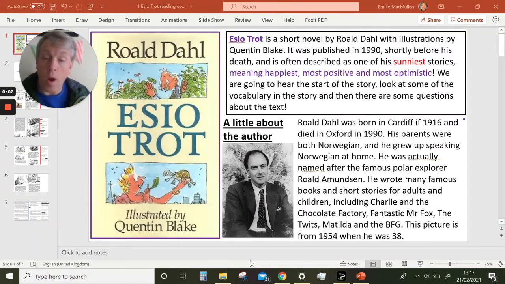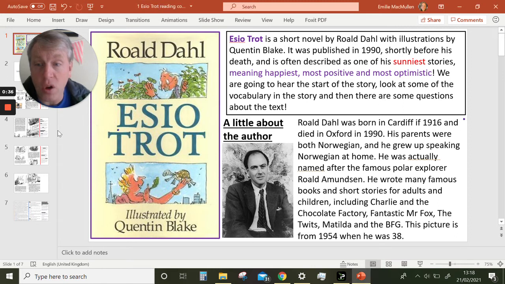Hello everybody, well we're starting a new book and today I'm going to read you the start of that book. The book is Esio Trot by Roald Dahl. Some of you might have read it before, that's okay. I'm going to read the start of the book and we're going to talk about some of the vocabulary, and then we've got a reading comprehension just to make sure we know what's going on at the start of the story.